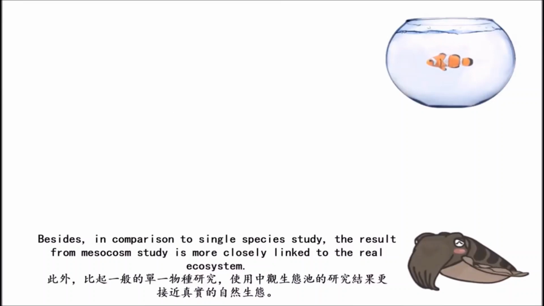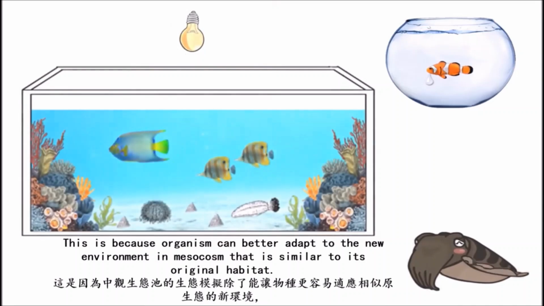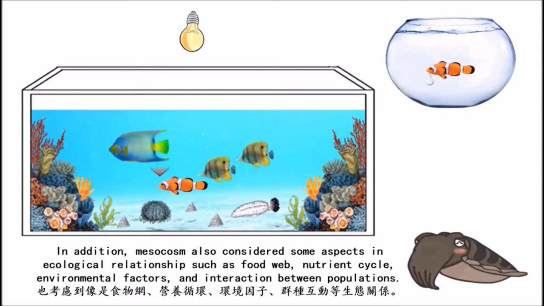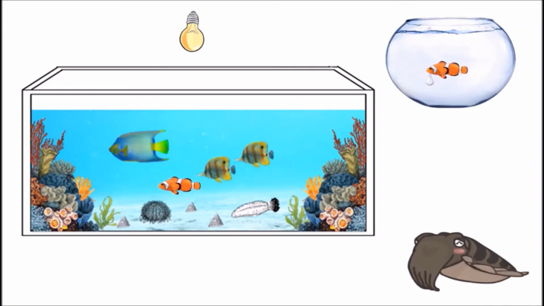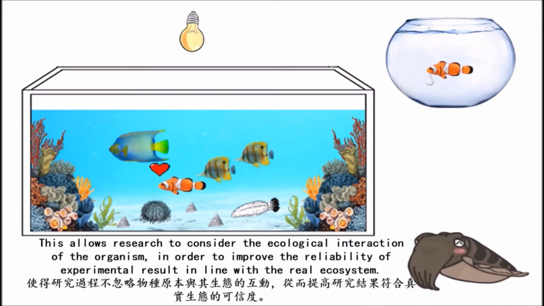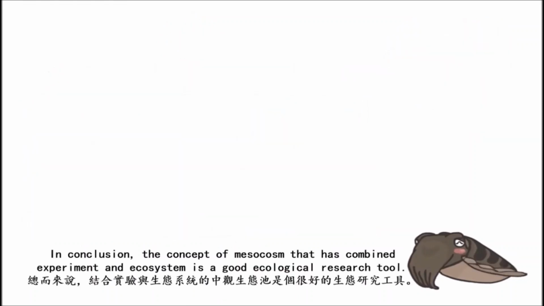Besides, in comparison to single-species study, the result from mesocosm study is more closely linked to the real ecosystem. This is because organisms can better adapt to the new environment in mesocosm that is similar to its original habitat. In addition, mesocosm also considers some aspects in ecological relationships such as food web, nutrient cycle, environmental factors, and interaction between populations. This allows research to consider the ecological interaction of the organism, in order to improve the reliability of experimental result in line with the real ecosystem. In conclusion, the concept of mesocosm that has combined experiment and ecosystem is a good ecological research tool.